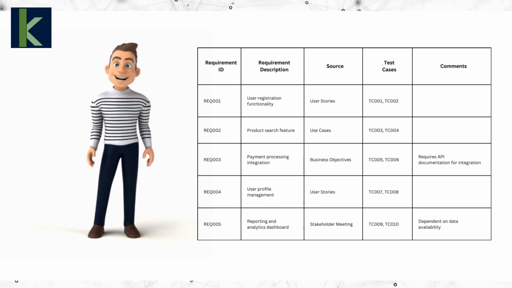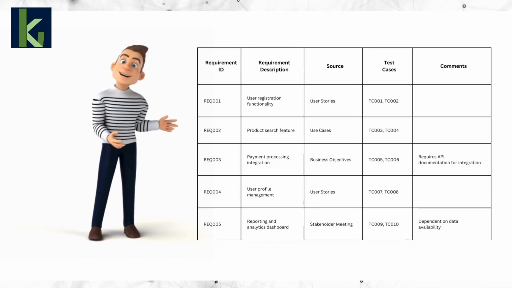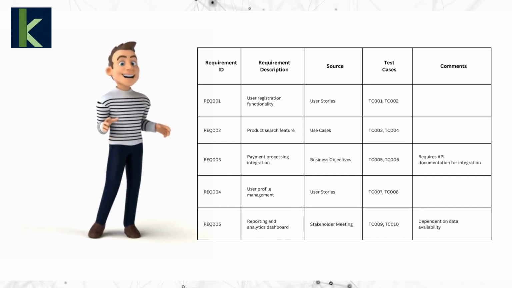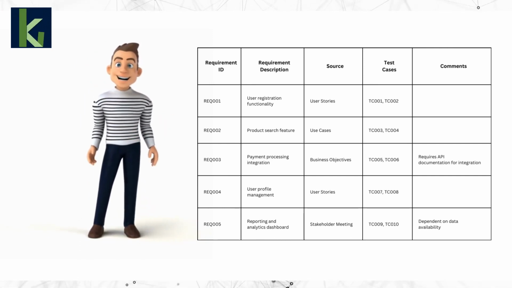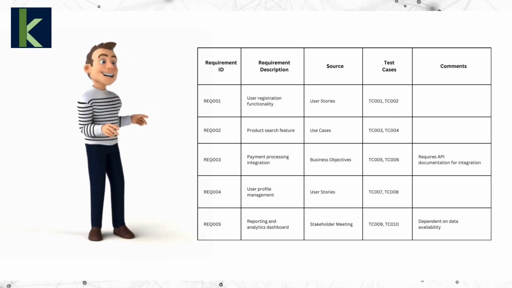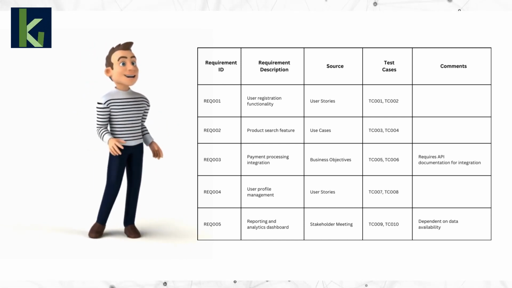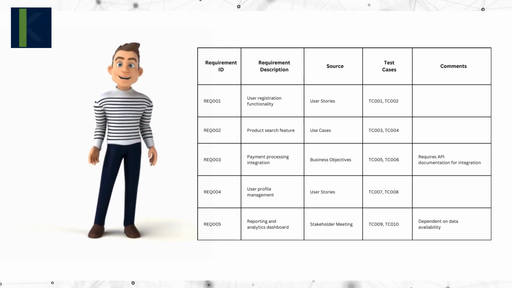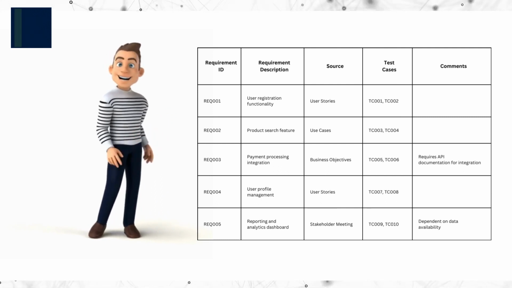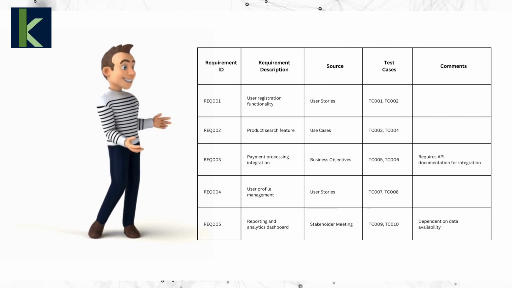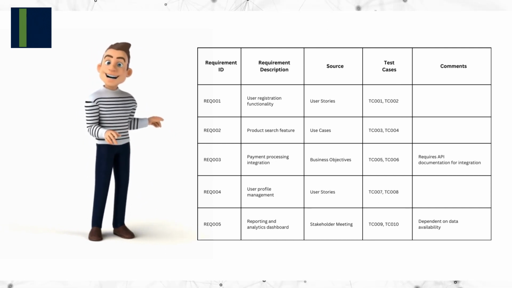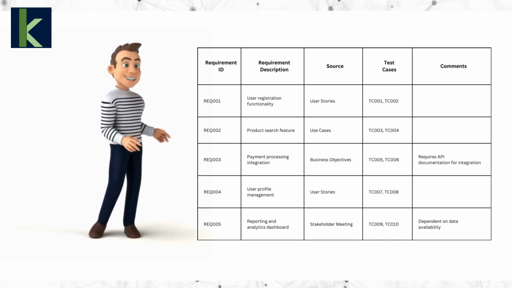Here are some examples to fill in the RTM template. In these examples, REQ001 represents a requirement related to user registration functionality, sourced from user stories. It is associated with test cases TC001 and TC002. REQ002 represents a requirement for a product search feature, sourced from use cases. It is associated with test cases TC003 and TC004.